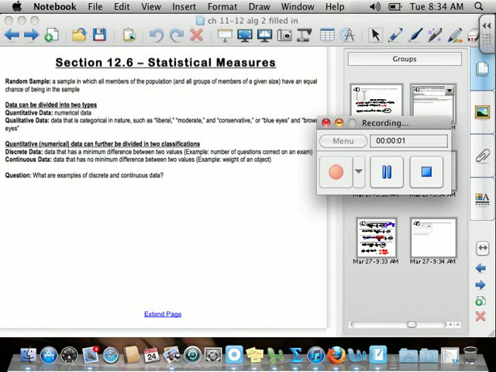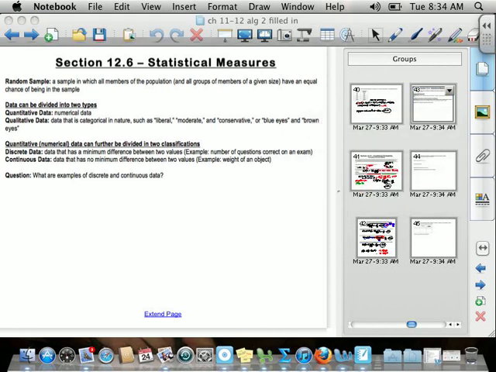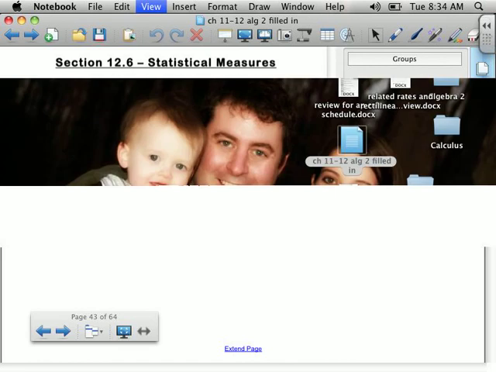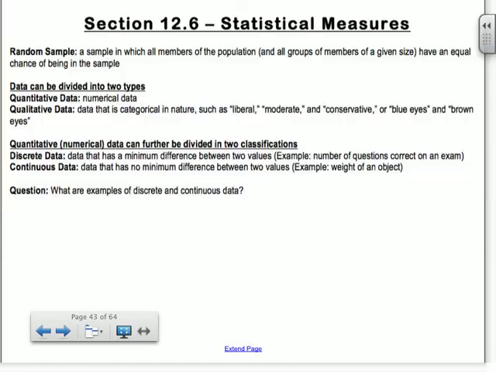All right, 12.6 is on statistical measures. Ooh, stats. All right, so a random sample is a sample in which all the members of the population and all groups of members of a given size have equal chance of being in the sample. Very confusing. So you can think of the different things that we've done, random samples, like rolling dice, flipping a coin, things like that.